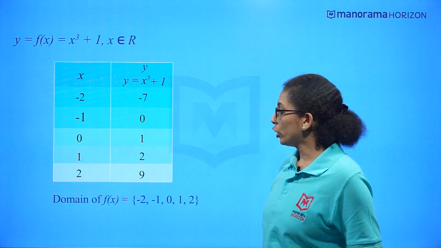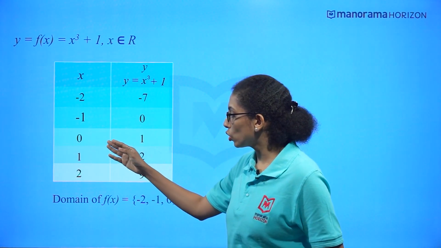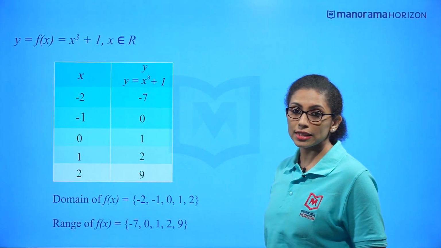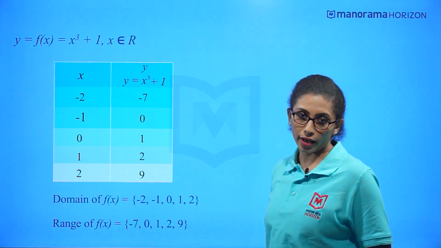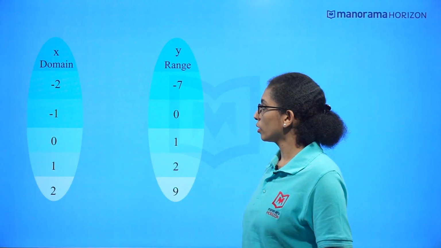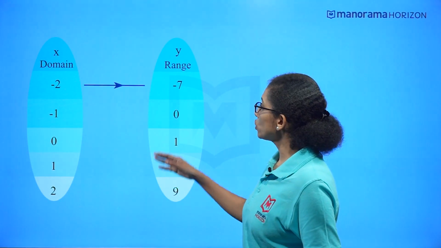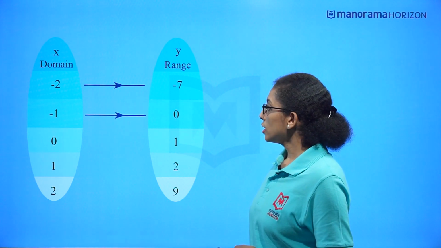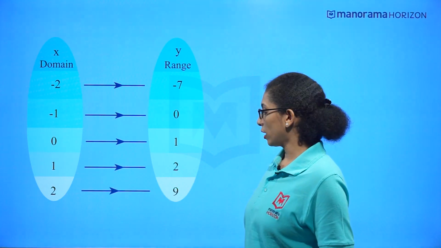What is the domain? Domain of f of x is equal to -2, -1, 0, 1 and 2. Now what is the range of f? Range of f is given by -7, 0, 1, 2 and 9. Now let's draw the arrow diagram. Mapping is shown here from -2 to -7, -1 to 0, 0 to 1, 1 to 2 and 2 to 9.